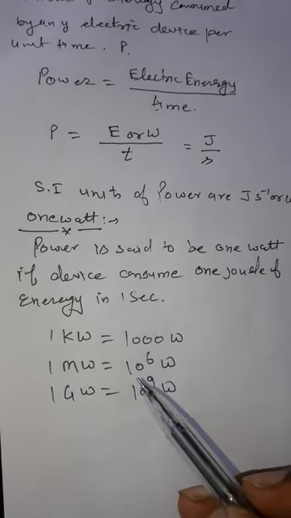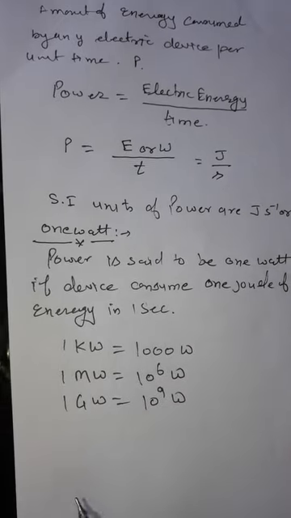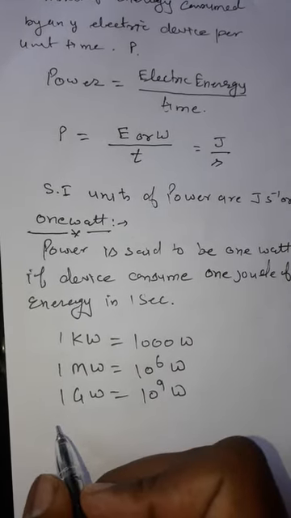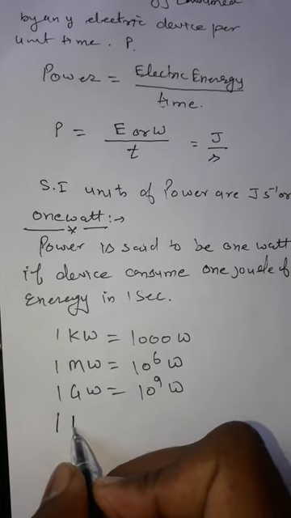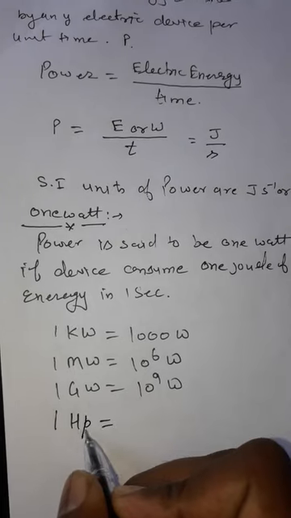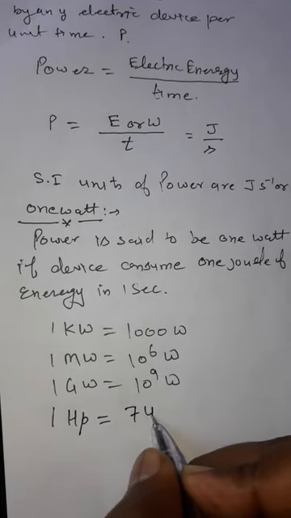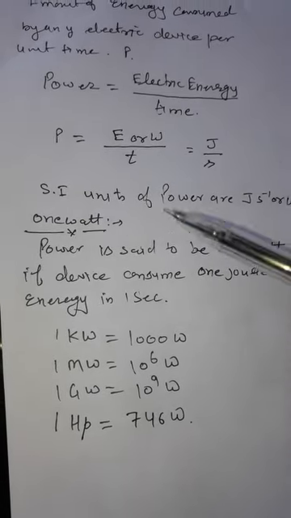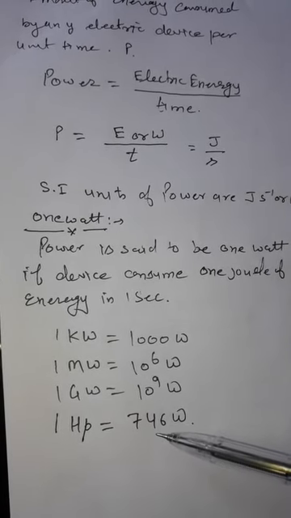One other commercial unit, used when we deal with machines, is 1 horsepower, represented by HP. Horsepower is equal to 746 watt. So this is all about the units of electric power.